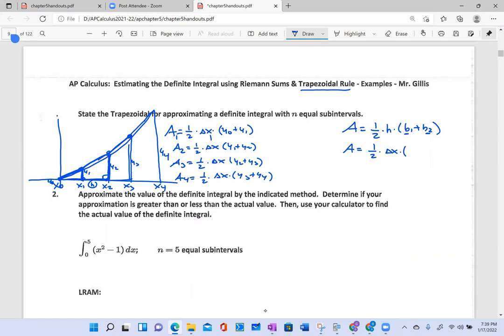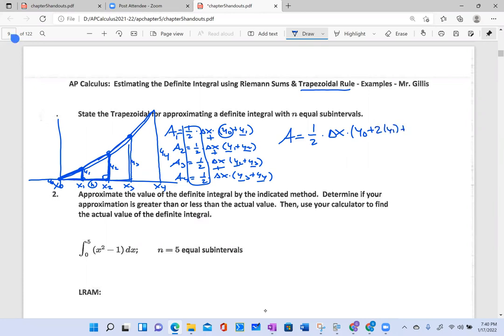To get the total area, I'd simply add all of these up. And we can see that when we add all these up, 1/2 is a common factor in each of those, and delta x is the same for each, so I can factor that out. And then what I have here is one y sub 0, but notice that I have 2 y sub 1s, 2 y sub 2s, 2 y sub 3s, and 1 y sub 4. So I have y sub 0 plus 2 times y sub 1 plus 2 times y sub 2 plus 2 times y sub 3 plus y sub 4.